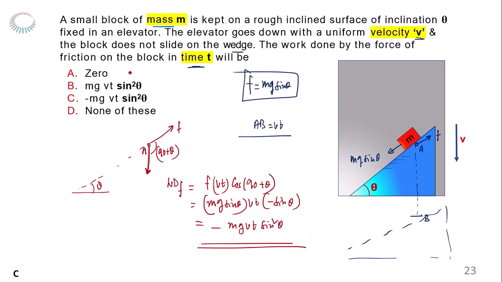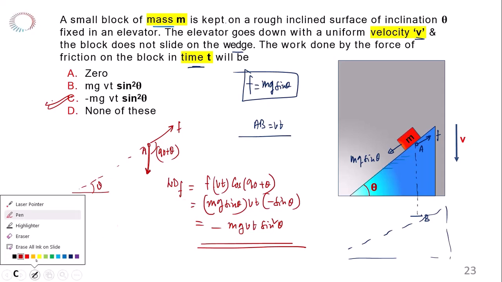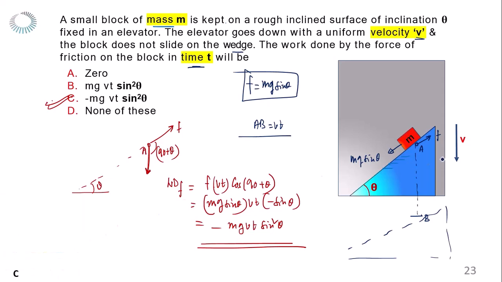Minus mg Vt sin square theta means option C, and not option B. Why? Because the answer is negative. So here the work done by the friction becomes negative. Why? Because it is clearly observed that the angle between the friction force and the displacement is 90 plus theta, which is an obtuse angle. So since this becomes an obtuse angle, the answer for the friction should be negative. That's why the negative number is coming.